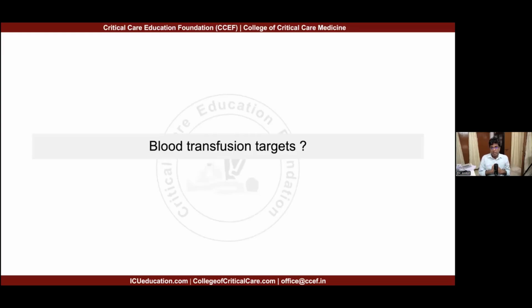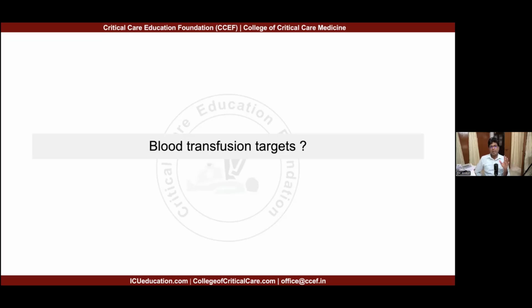Blood transfusion target, whether we should target above 7 or above 10. So a restrictive strategy means more than 7, and a liberal transfusion strategy means more than 10. If it is a shock patient, obviously you will transfuse, but if your patient is hemodynamically stable, some people manage with both.